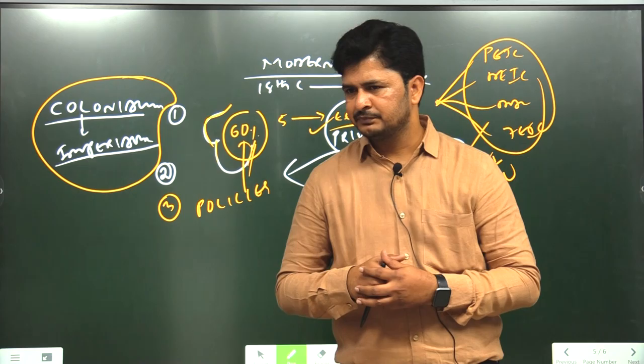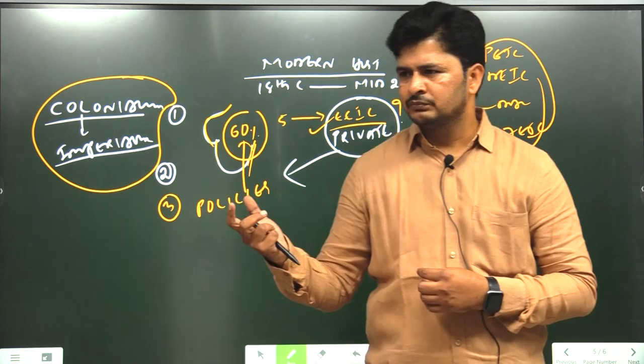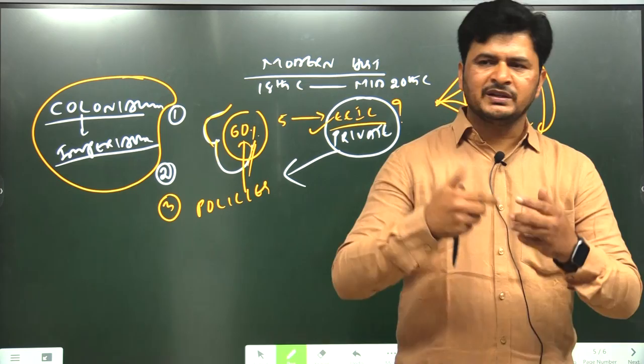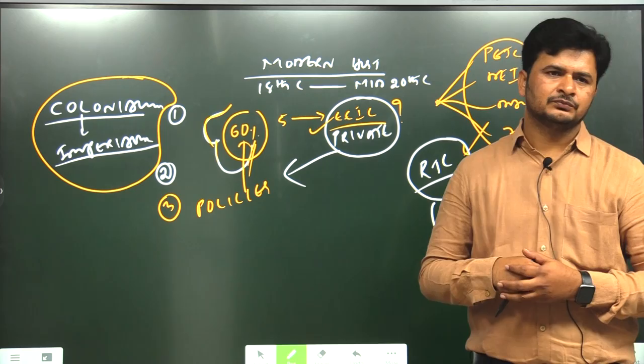Regulating Act of 1773, 1784, 1813, 1833, 1858. So all these acts gave an administrative structure to the English East India Company. Once we're done with all these acts under the tag called administrative reforms, we'll be going to discuss social reforms.